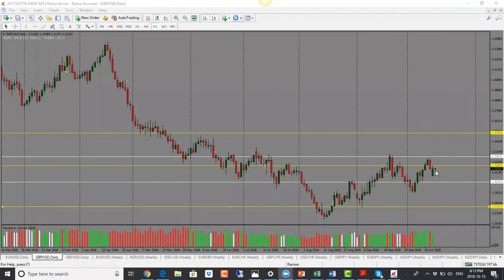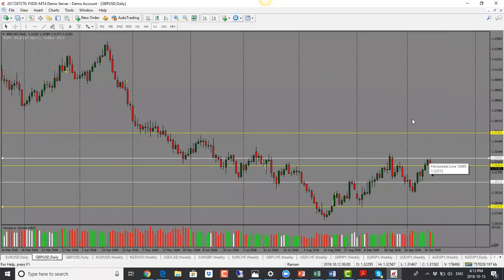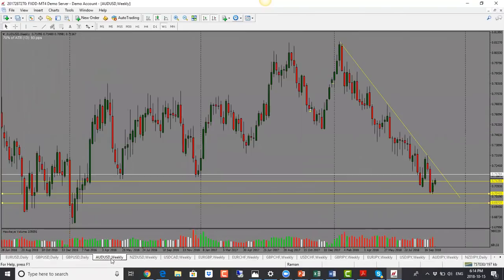So target here will be the 1.3250 level, back into the high here. But again, if price gets stuck right into our resistance here, it could turn around. But daily candle close is bullish, so chances are we're going to go into this 1.3250 area. So bias is bullish for pound dollar.